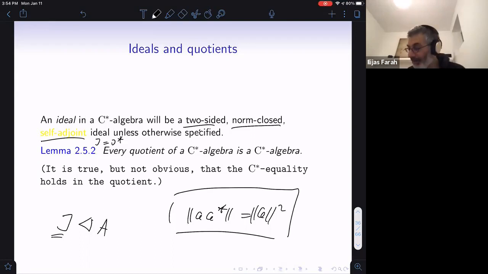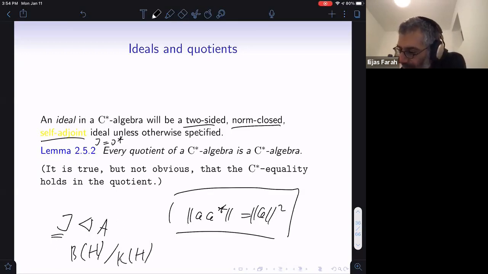So if you're a logician, if you think of preservation theorems in model theory, well, basically this is a preservation theorem. This is a sentence which asserts that the C-star equality holds, and it is preserved by taking quotients. And quotients are going to be very important for us because all of these massive C-star algebras are produced as quotients. Any questions? Okay, so one quotient we could right now take a look at: B of H divided by K of H, that we'll be seeing a lot. It's the so-called Calkin algebra.